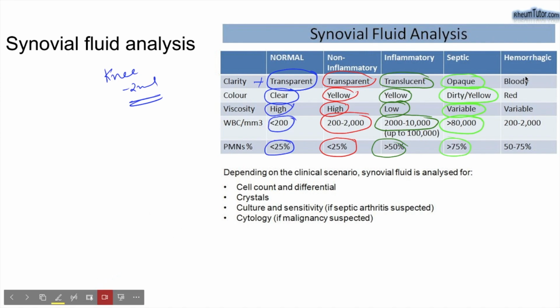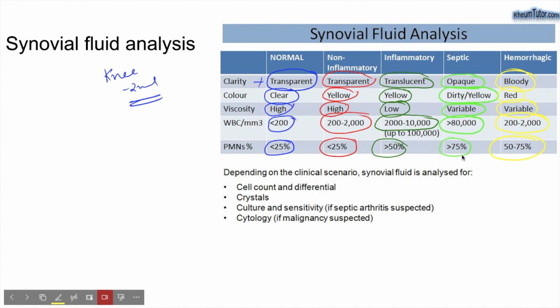In hemorrhagic conditions, for example any kind of bleeding disorder, you will find a completely bloody aspirate. Post-trauma also you can find a bloody aspirate. The color is usually red, and the viscosity can be variable depending upon the hemorrhage. The total leukocyte count is reasonable, 200 to 2000, and polymorphonuclear cells may be 50 to 75% of them.